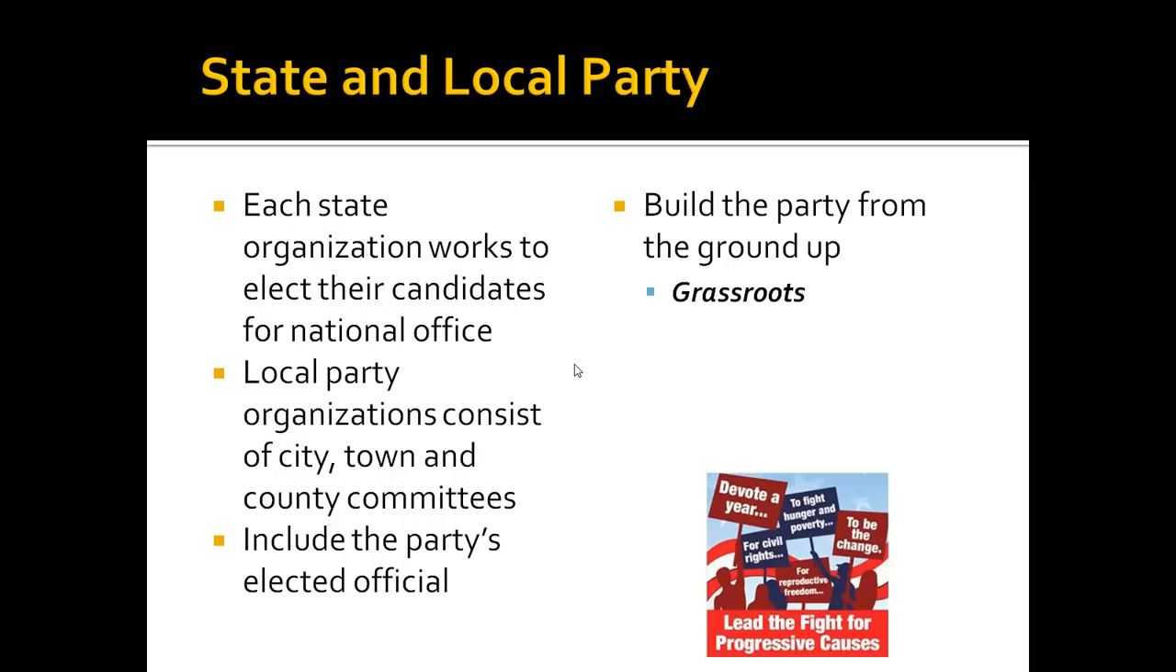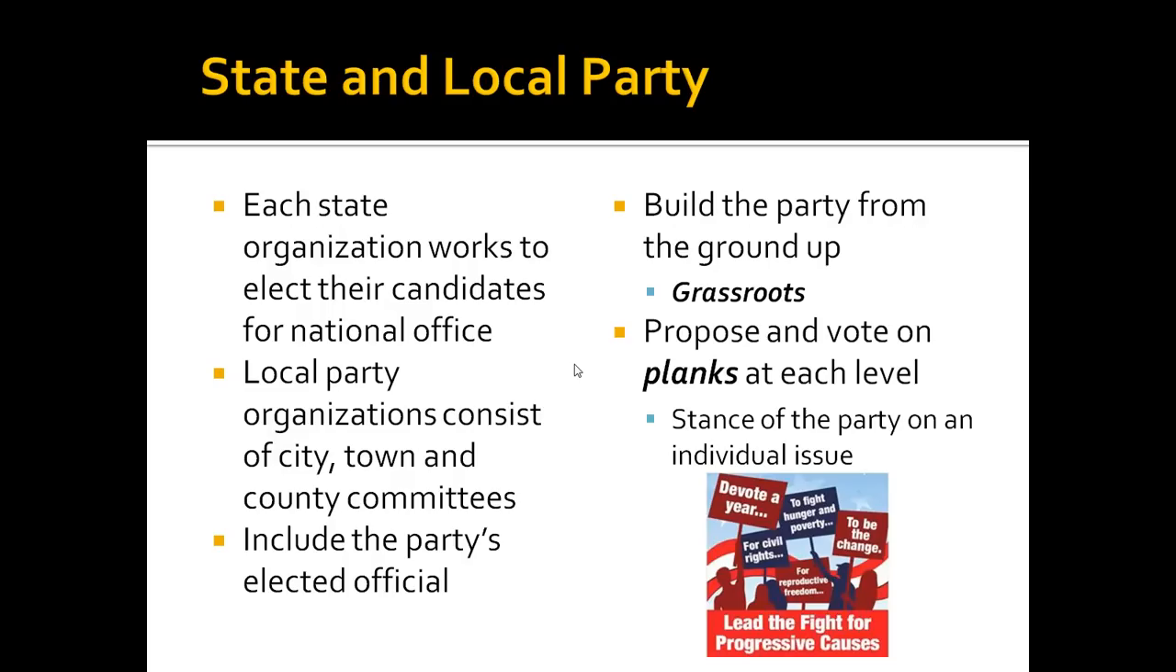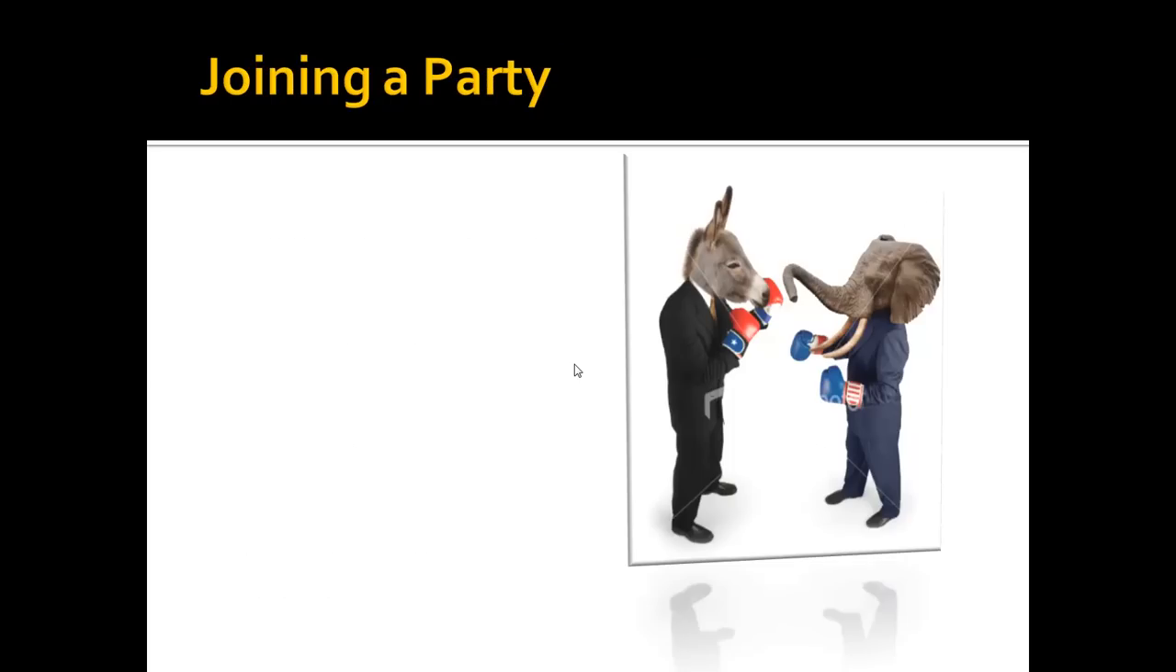What we see is a coalition built between state and federal, and this is that grassroots organization. In other words, starting as close to home as possible, starting at the lowest possible level. At these local levels, they propose and vote on planks, which are stances on each individual issue. So when we talk about abortion, they're going to write a plank, so it's part of the platform.